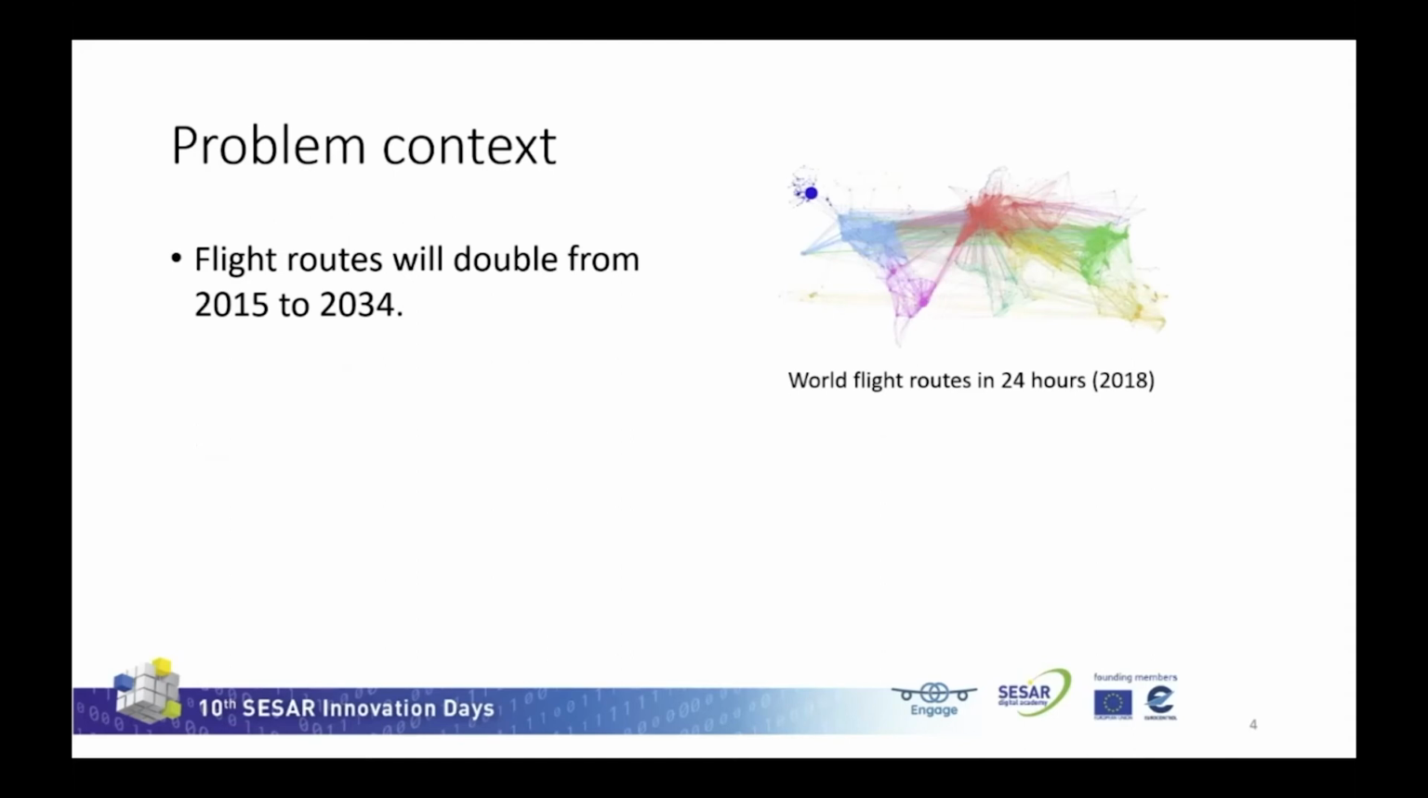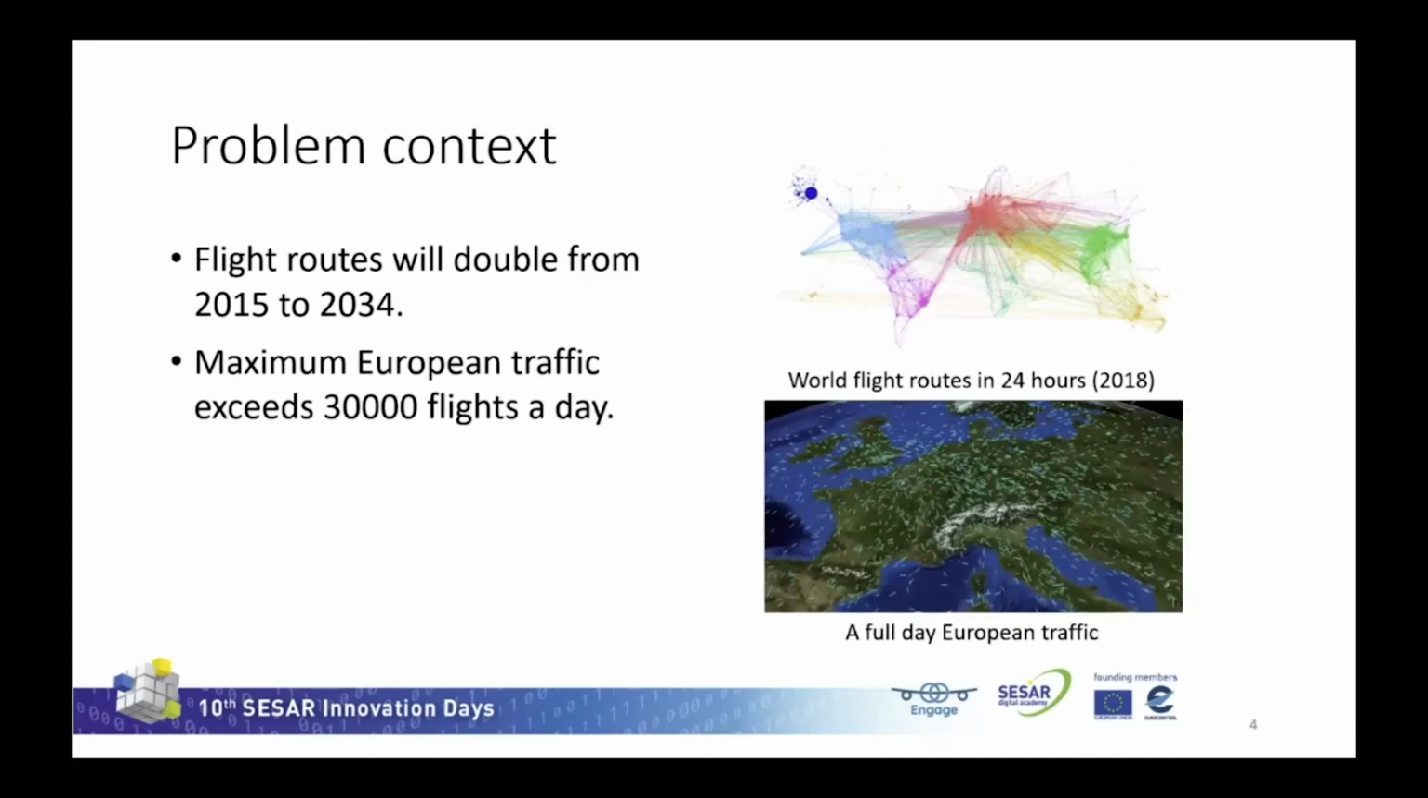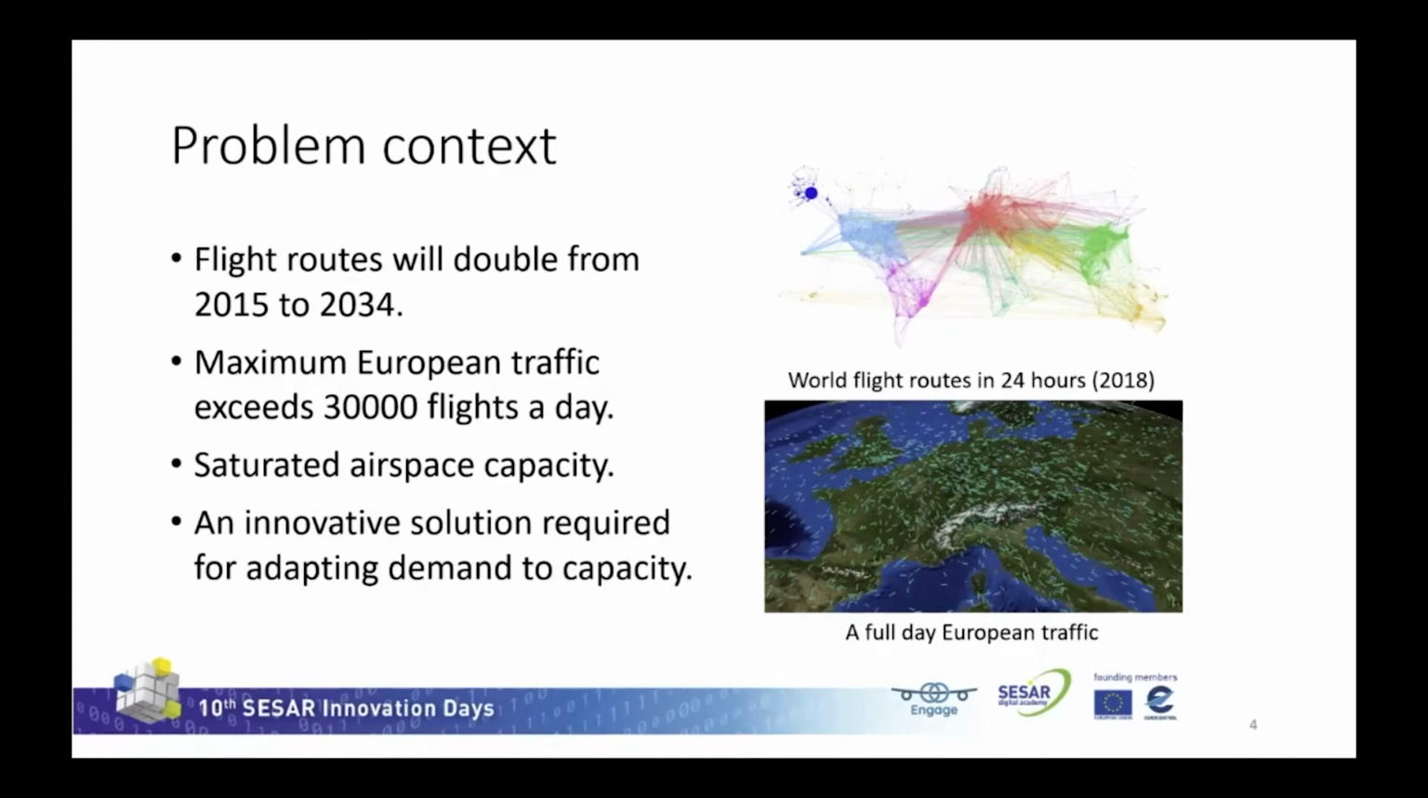So let's see some statistics and trends. As you can see, the number of flight routes around the world in 2018 will have doubled in the next 15 years. Particularly in European airspace, in 2019, the traffic had a peak of over 30,000 flights a day. And now, the increase in air traffic demand is causing congestion and delays due to limited capacity. It's a challenge that in most cases cannot be answered by expanding infrastructure or improving the current ATM system. An interesting solution is to increase efficiency by adapting demand to capacity.